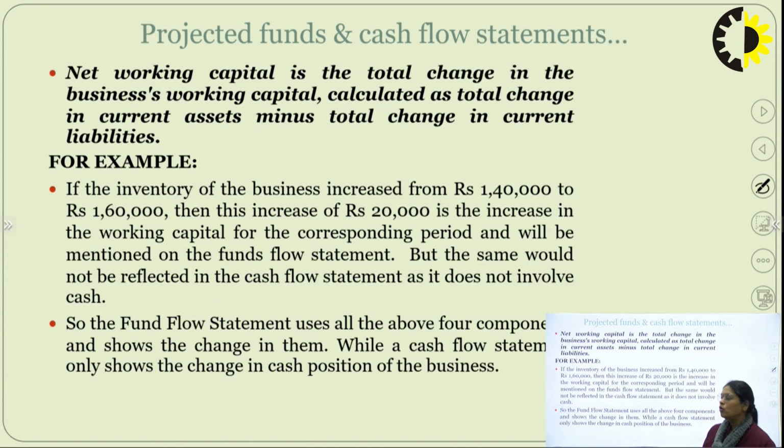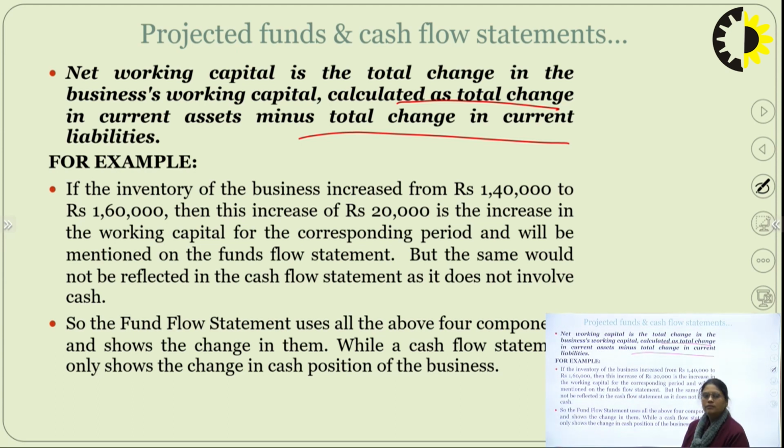So the fund flow is based on the working capital of the company, where we take the current asset and current liability values. We don't consider the fixed asset and fixed liability values in the fund flow statement. Net working capital is the total change in the business working capital, calculated as the change in current assets and the change in current liabilities. We subtract the value of current liabilities from current assets, and we get the working capital of the company.